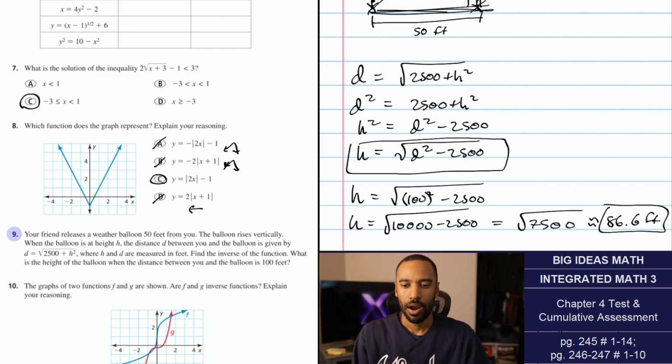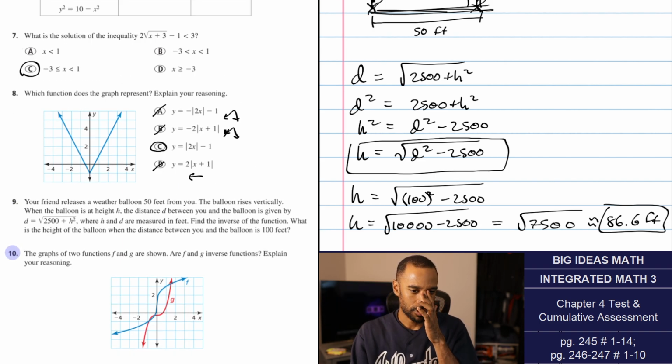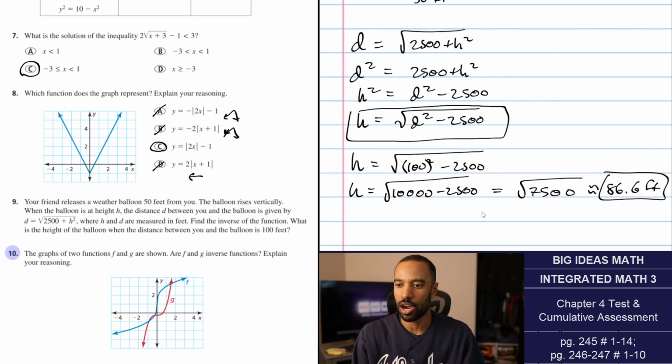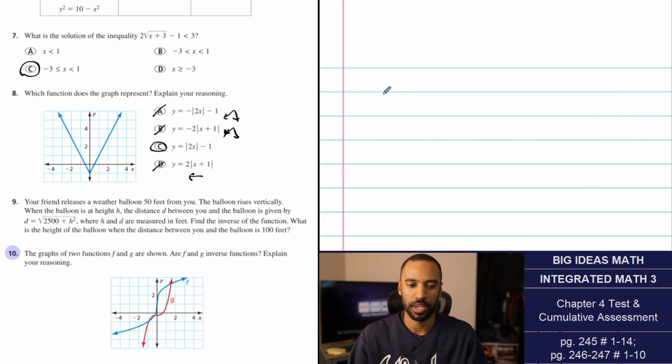Okay. All right, one more question, number 10, and about 4 minutes to go before the hour mark. Let's see how we do. The graphs of two functions f and g are shown. Let's do a whole new page just in case. Are g and f inverses? Explain your reasoning. This will be much quicker than 4 minutes.